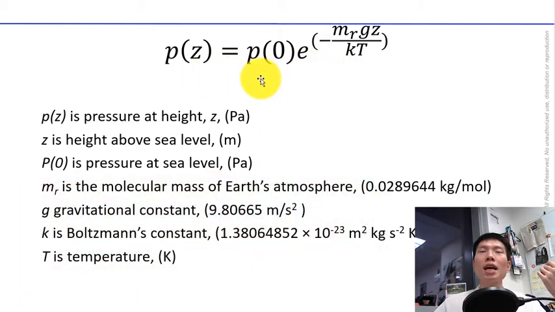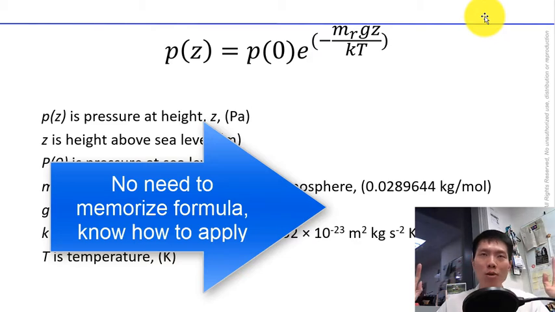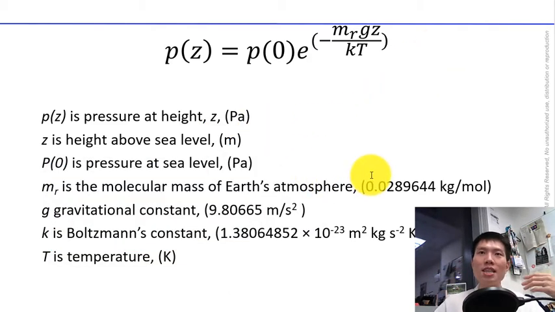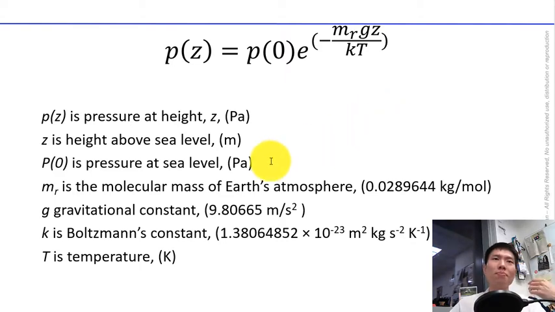That's the formula. Now if in some parts of this module I test you, I'll provide you with the formula, so please don't memorize formulas. I don't believe in memorizing formulas. Know how to apply them, given the SI units here, and try to predict.